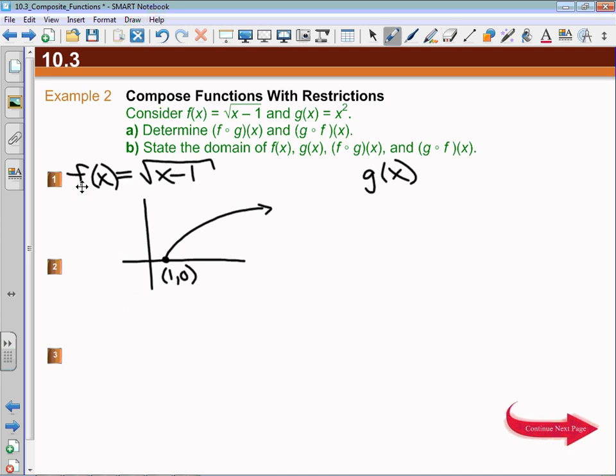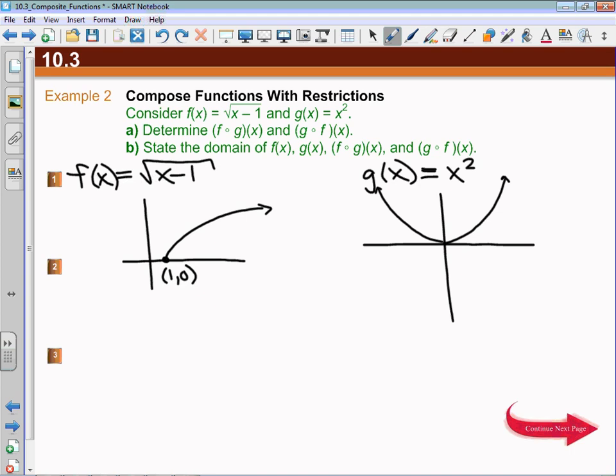g of x is probably the equation that most students are comfortable with. It's equal to x squared. That's our standard parabola that's opening up. And maybe I'll draw that a little bit better. So g of x is equal to x squared, and what that graph would look like is something like this.